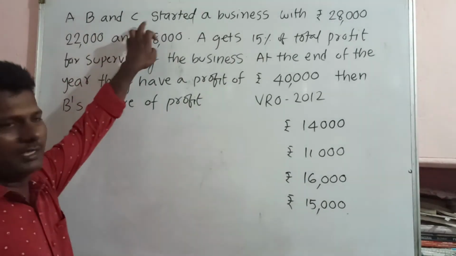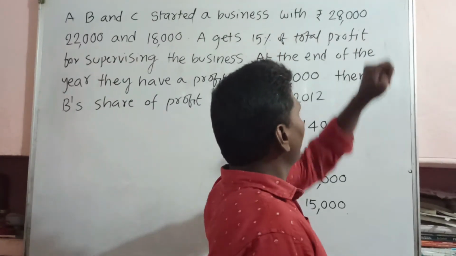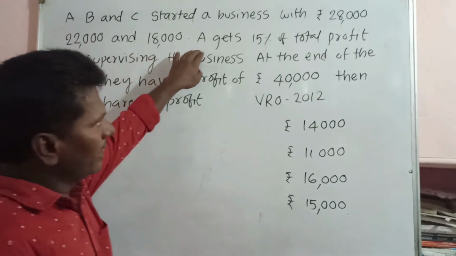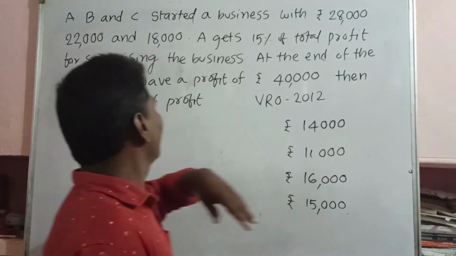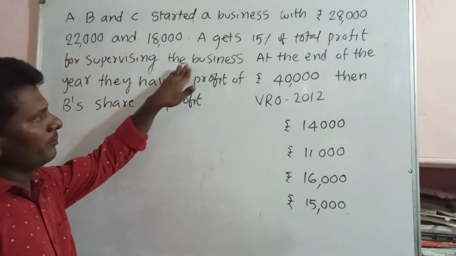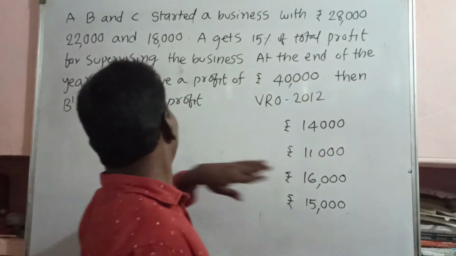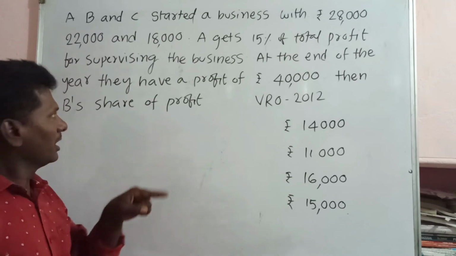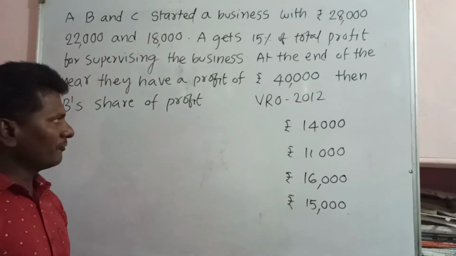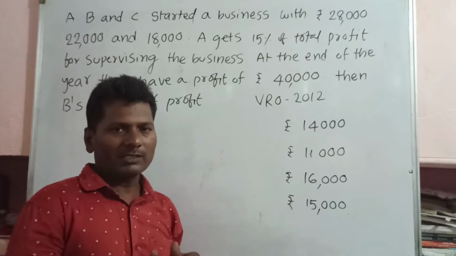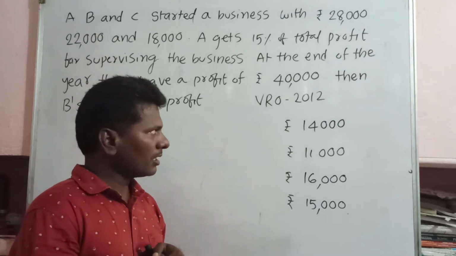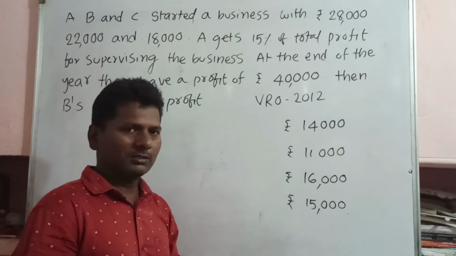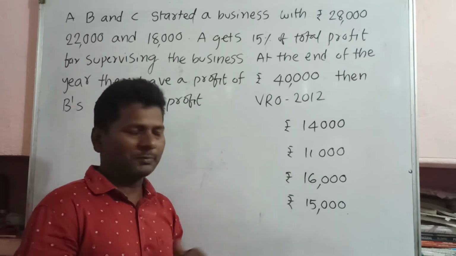A, B and C started a business with 28,000, 22,000 and 18,000. A gets 15% of total profit for supervising the business. At the end of the year, they have a profit of 40,000. Then B's share of profit? This question was asked in VRO 2012. First option is 14,000, second option is 11,000, third option is 16,000, fourth option is 15,000.